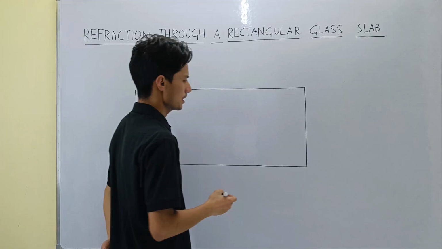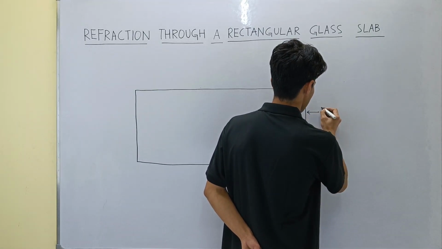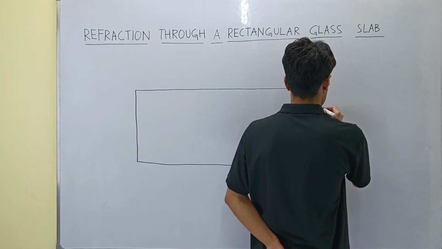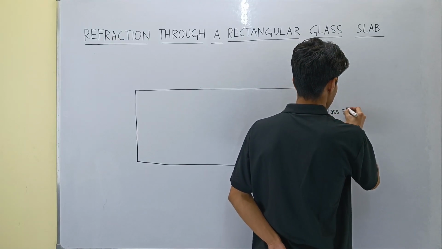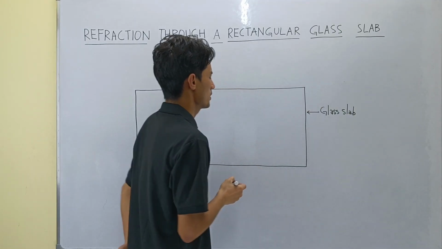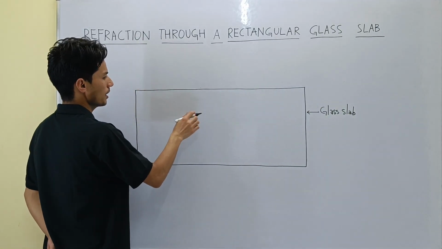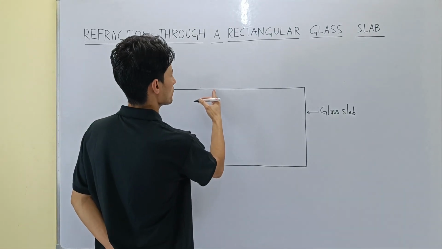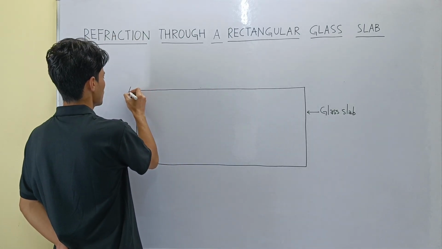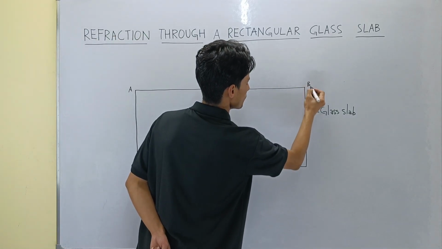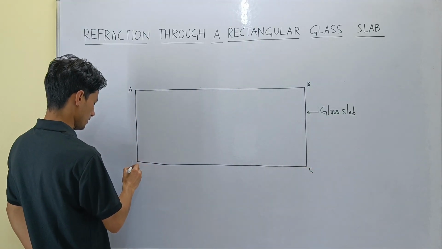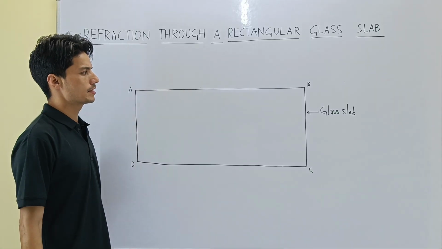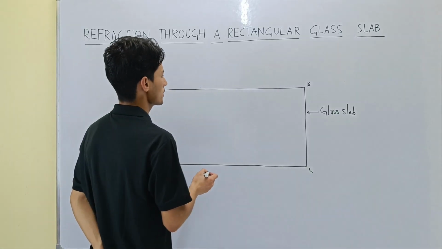Okay, this is the rectangular glass slab. We will just write glass slab, no need to write rectangular. Okay, it's a very thick glass slab. Now glass is a medium, that's why we're using this glass. Let's give a name to this. Let's give it as A, B, C, D. You can use any name, PQRS, KLMN. I'm using A, B, C, D, from the very first letters of the English alphabet.